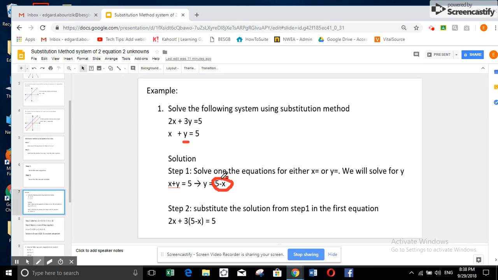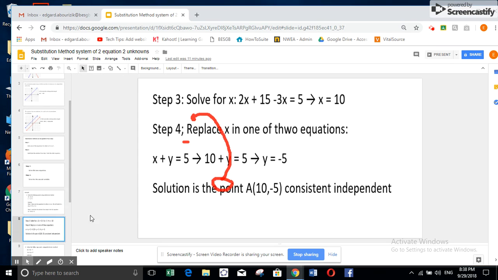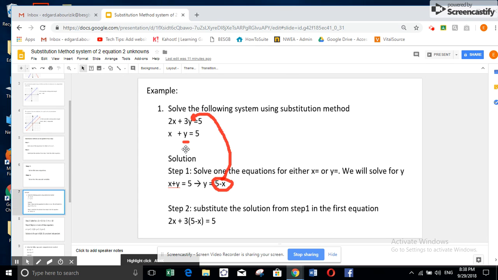So step 2: this 5 minus x, I replace it in the first equation by its value. Instead of saying 2x plus 3y, I say 2x plus 3 times its equal, which is 5 minus x, equals 5. In that case, we're going to get 2x plus 15 minus 3x equals 5. As I said, step 3, I solve for x. So what is x now? x is 10.